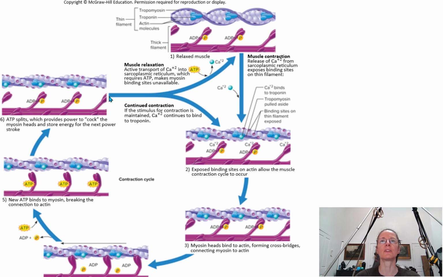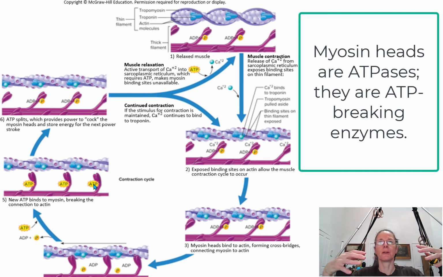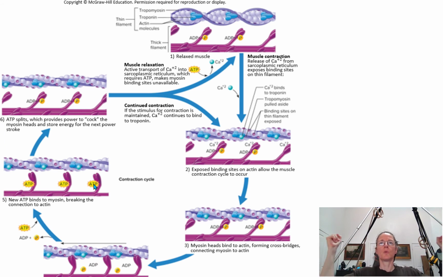So in order to get into this cocked and ready position, the myosin heads have to break ATP. They use it as an enzyme, or they actually are the enzyme. The myosin heads are the enzyme, and they use ATP to cock into the ready position. And when they do this, they are ready to grab onto the active sites when they are revealed.